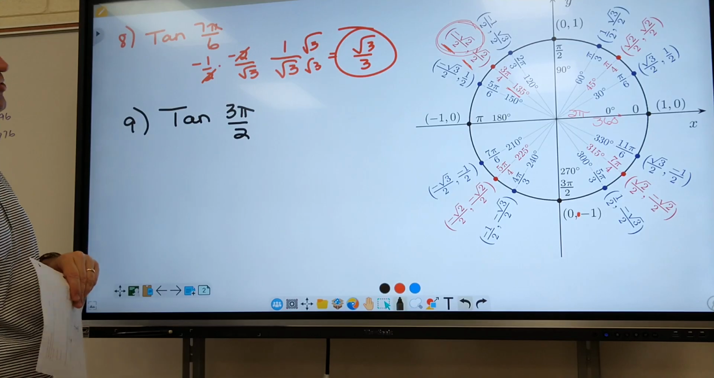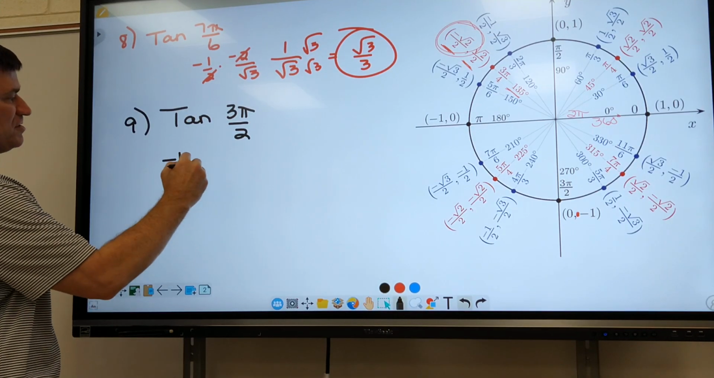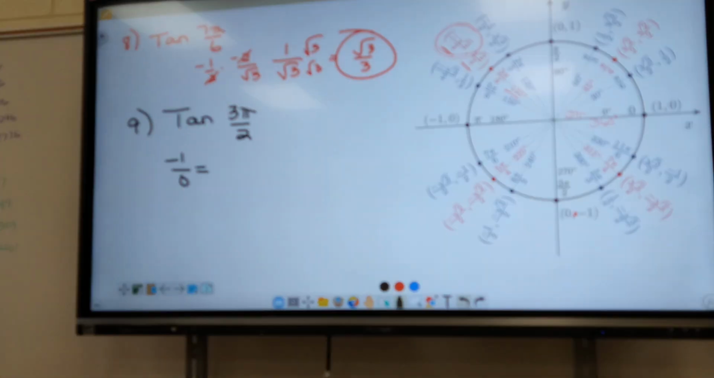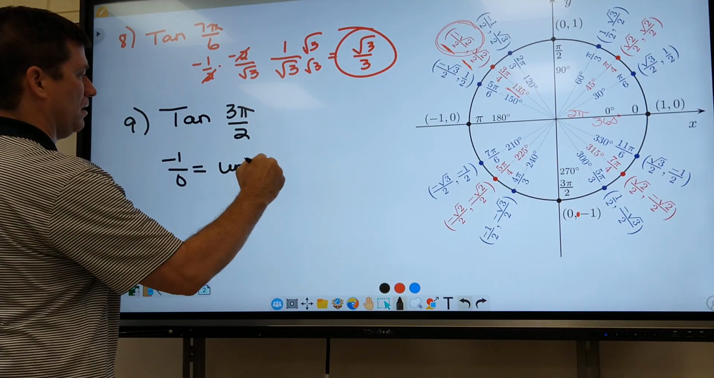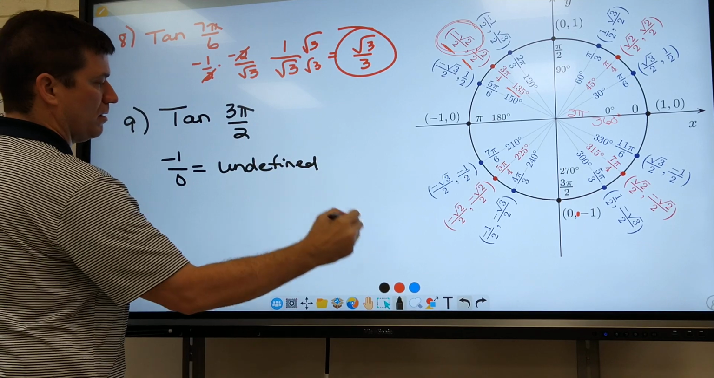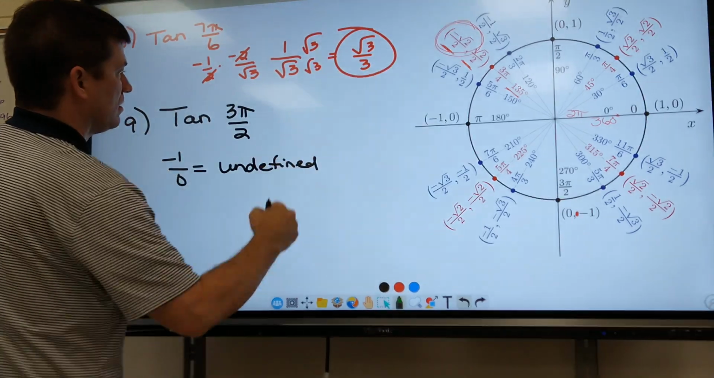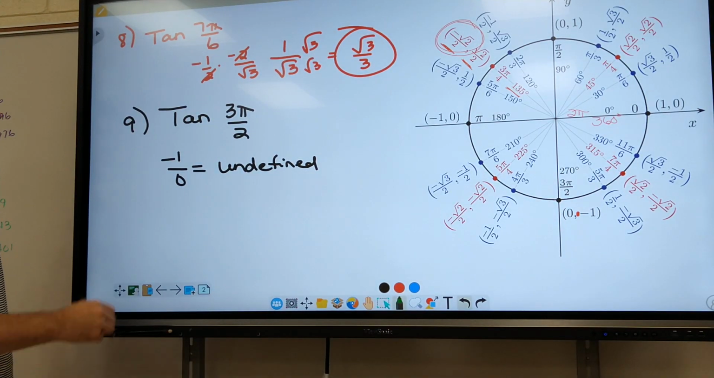Alright, 3 pi over 2, y over x. I got negative 1 over 0. If 0 is below the line, it's undefined. What's the difference between undefined and no solution? There is no difference, same.